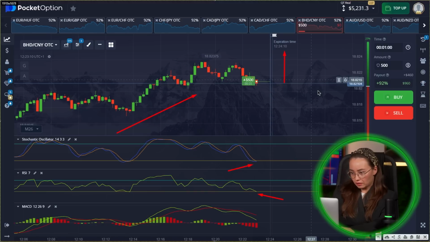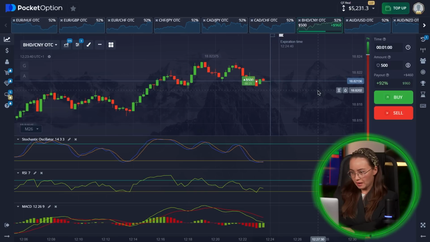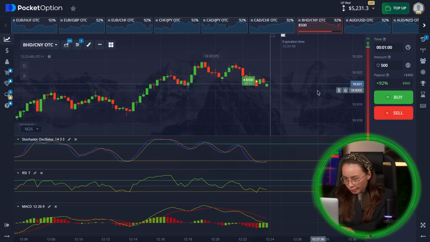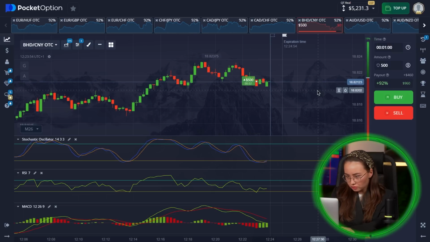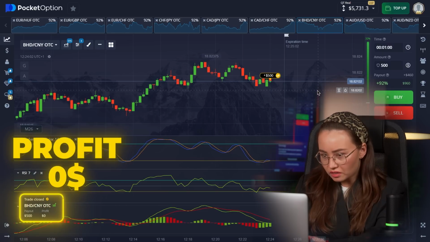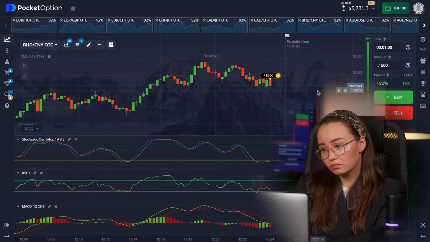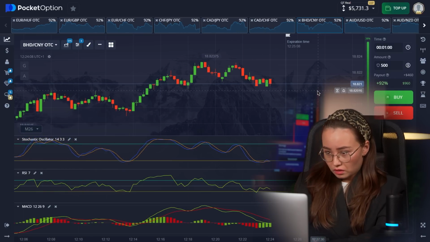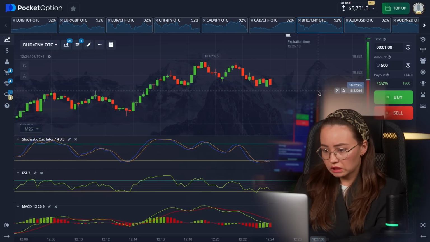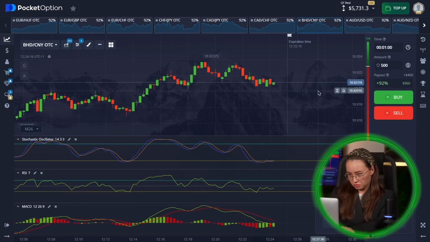Let's watch the chart. Alright, the price is in the flat now. Yeah, just go up. Come on. Yes, go up. 3, 2, a tie. Well, at least we didn't lose. Okay. Let's move on. Let's reopen the trade.